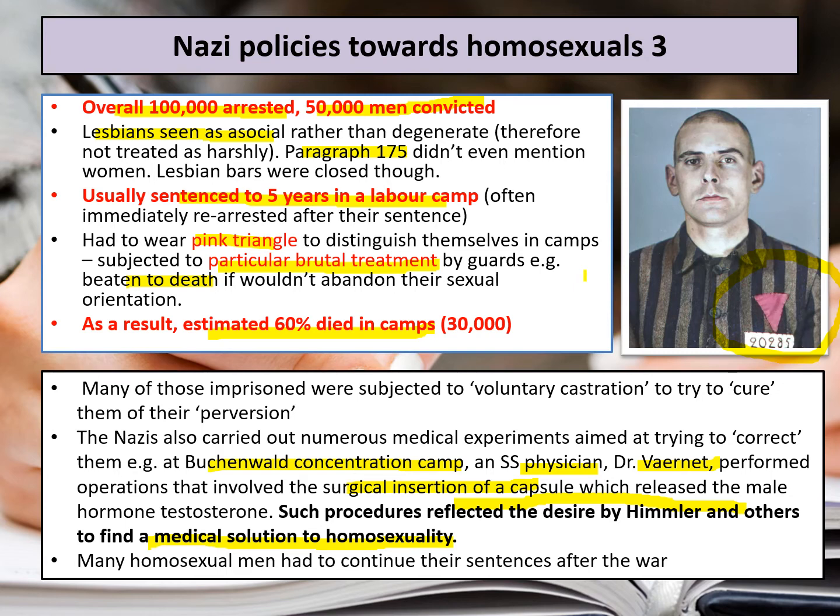Now, the policies towards them under the Nazis were absolutely horrific, but what's also absolutely disgusting is that many of these homosexual men actually had to continue their sentences after the war. In West Germany, they didn't change the terms of paragraph 175 until 1969. So the brutal treatment of gay men continued after the Second World War.